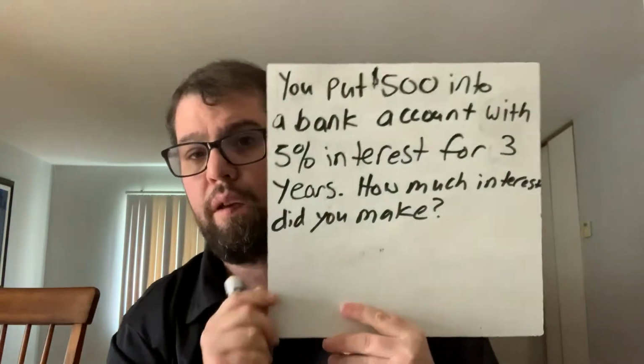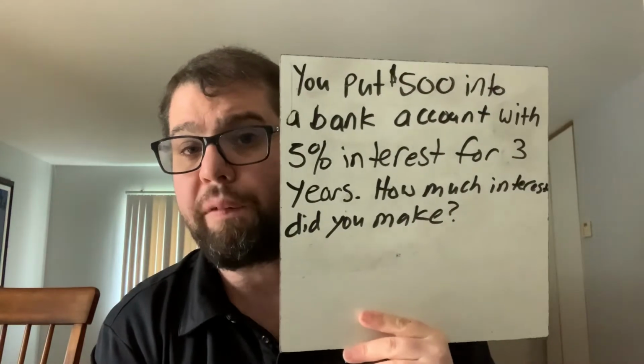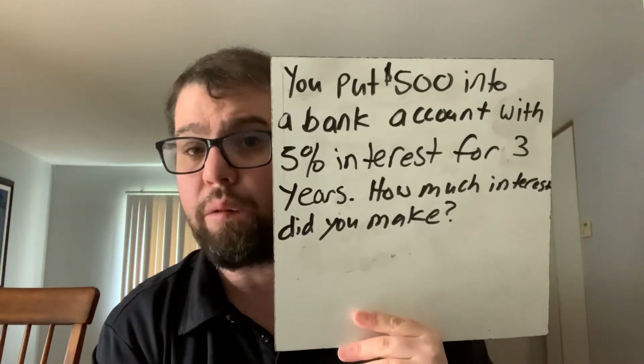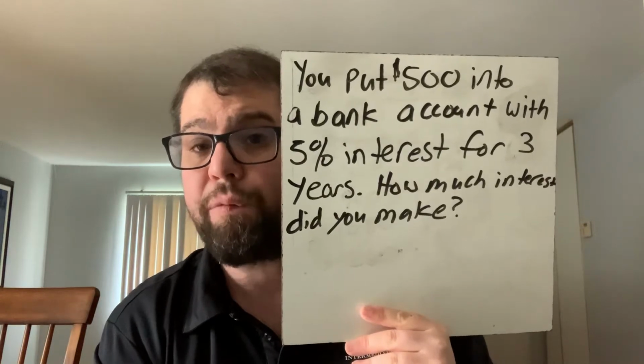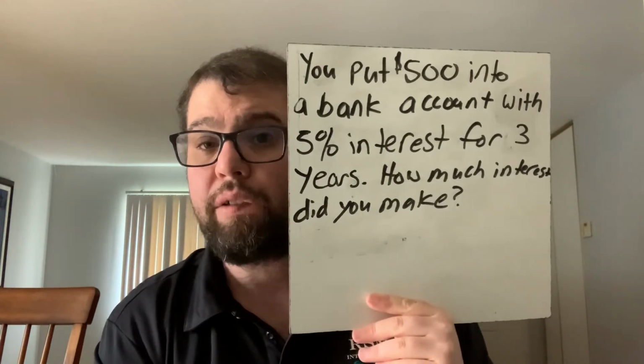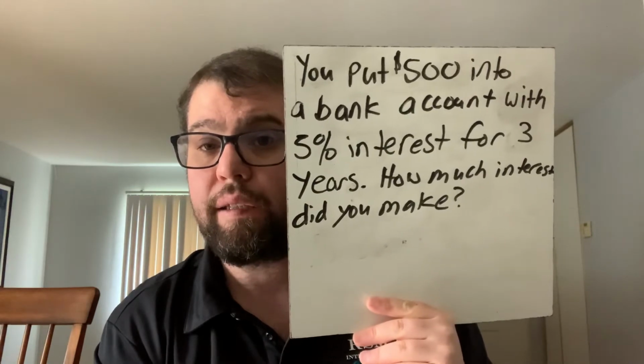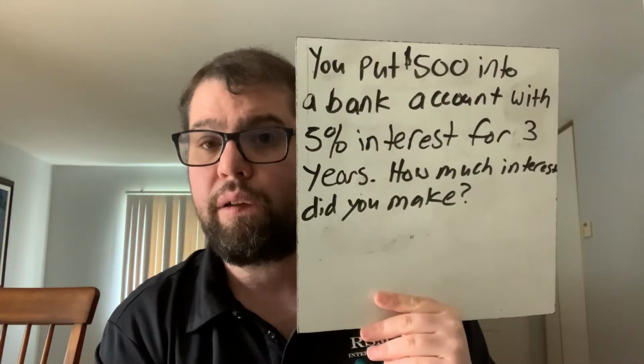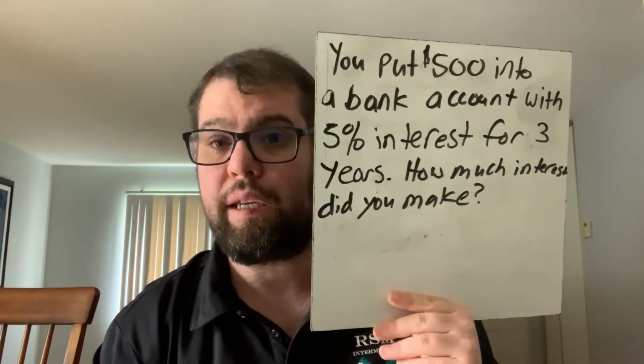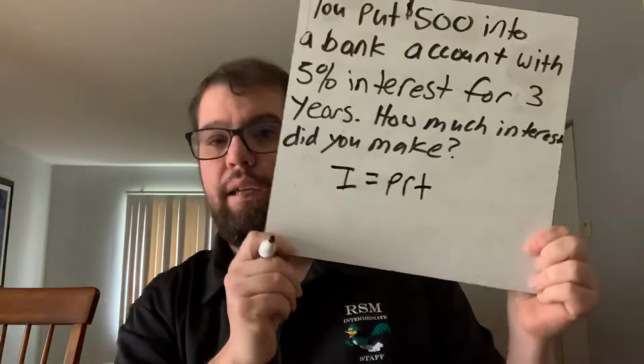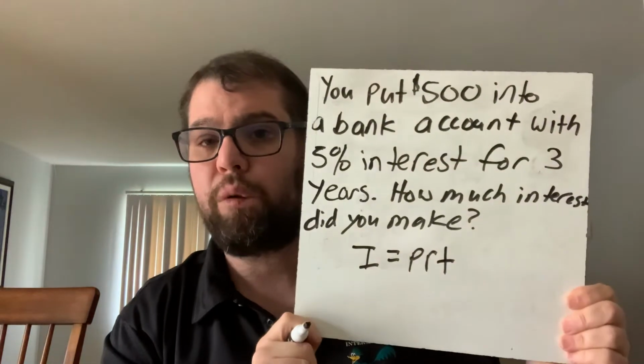So let's look at our first example. Our first example is you put $500 in a bank account with 5% interest for 3 years. How much interest will you make? $500, 5% interest for 3 years. So what I'm going to do to help you solve this is we're going to write out the formula. I equals PRT.